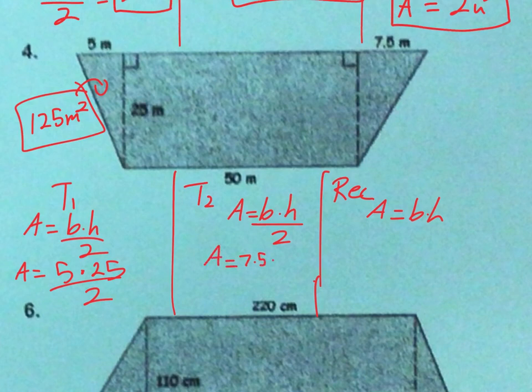And our height. Now, we may have to use our brains here. It doesn't label what the height is here. But we can use this because this is the same as that. So this is also 25. So we have 7.5 times 25 divided by 2. Using the calculator, 7.5 times 25 divided by 2 gives me 93. So this guy over here is 93 and 75 hundredths meters squared.